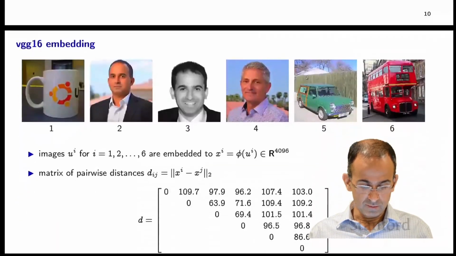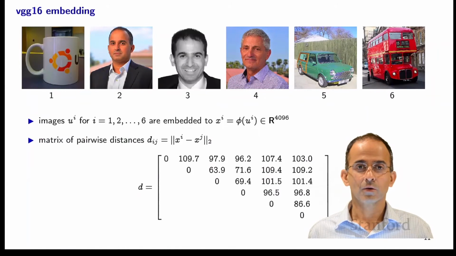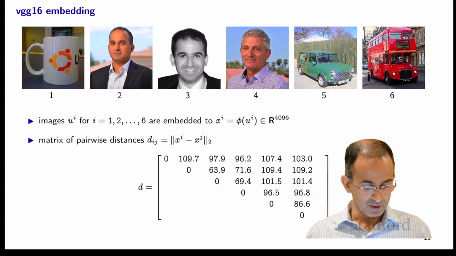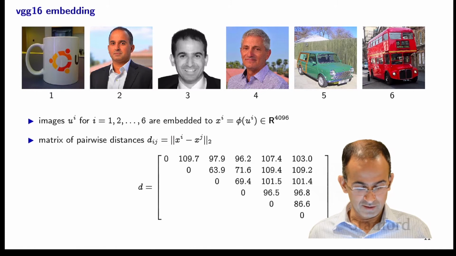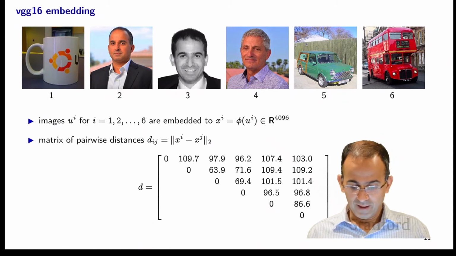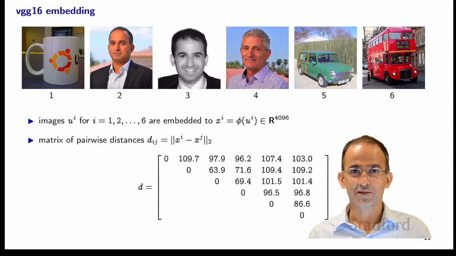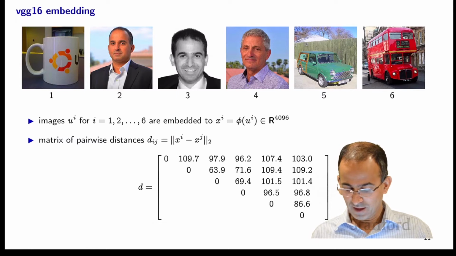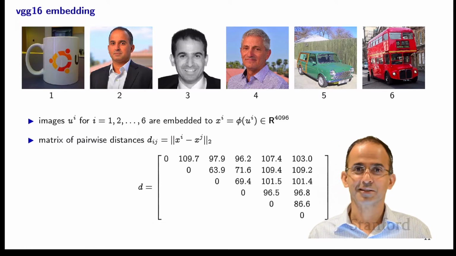Let's look at what it looks like. So here are 6 different images. They're each 224 by 224. Image 1 is simply the Ubuntu mug. 2 and 3 are some guy. Image 4 is Professor Stephen Boyd. Image 5 is a car. It happens to be a mini traveler edition from the 1960s. And image 6 is a London bus.